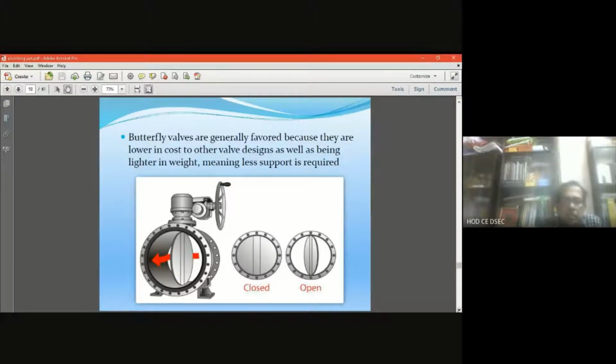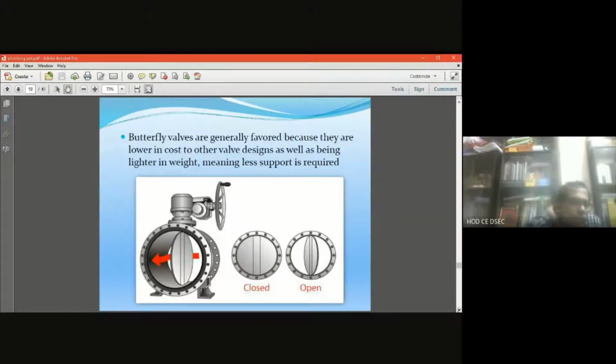You can see my slide, and that wheel system is rotating. The lever arm is there, which is being used for rotating the disc. How the disc is rotated by the wheel, that system is also shown here. So this is called the butterfly valve.